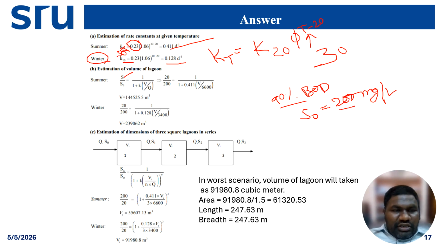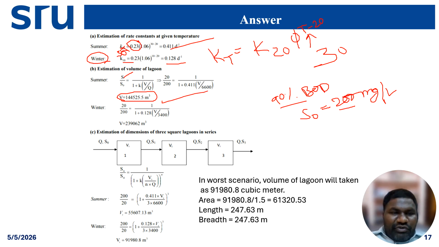So 20 divided by 200 equals 1 by 1 plus K into V by Q. Here for summer, the K value should be 0.411, and the summer flow rate will be 6600. Then the volume we are getting is around 1,44,525 meter cube. This is for the summer.